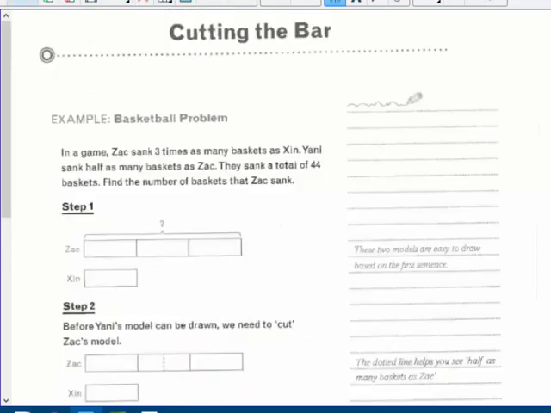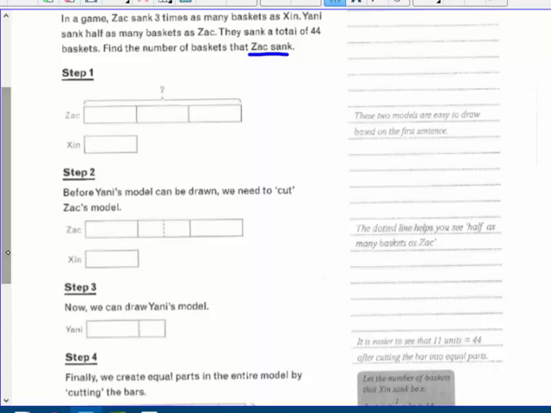Next page. In a game, Zach sank 3 times as many baskets as Jin. Yanni sank half as many baskets as Zach. They sank a total of 44 baskets. Find the number of baskets that Zach sank. So step 1. Zach had 3 times as many as Jin. So Jin's the 1 bar. Zach is the 3 bars. We're trying to find how many did Zach have.